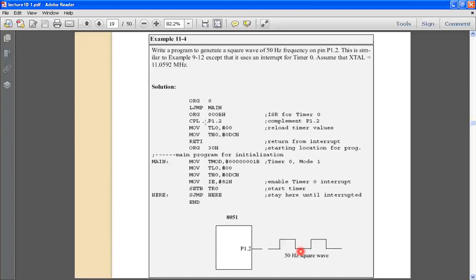Therefore here we write the additional instructions, the same instructions that are in our main program, also in the interrupt vector program, that is MOV TL0, #00H and MOV TH0, #0DCH, the same values to create the 50 Hz frequency, and then return from the interrupt. So this is all about how to utilize the 16-bit timer and the timer 0 interrupt process.